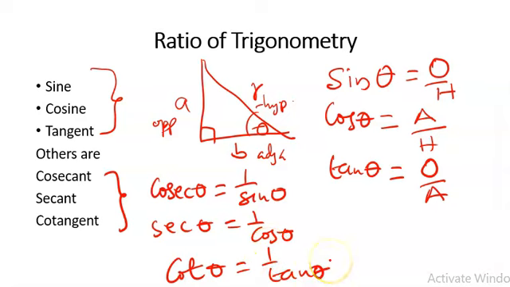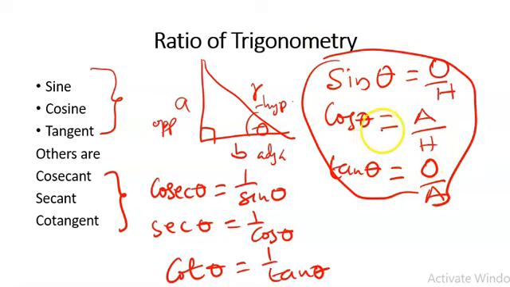So take note. We have the three basic ones, and then the other three which are defined in terms of the first three ratios. They are considered ratios because each is defined in terms of a ratio. Sin theta is the ratio of opposite to hypotenuse. Cos theta is the ratio of adjacent to hypotenuse. Tan theta is the ratio of opposite to adjacent. That's why they are called ratios.